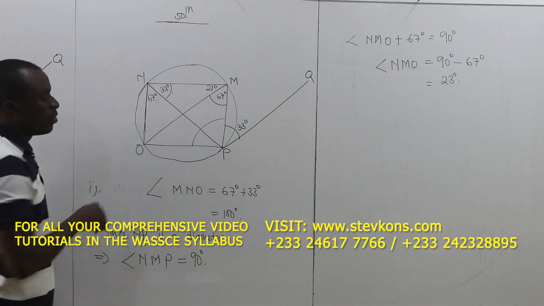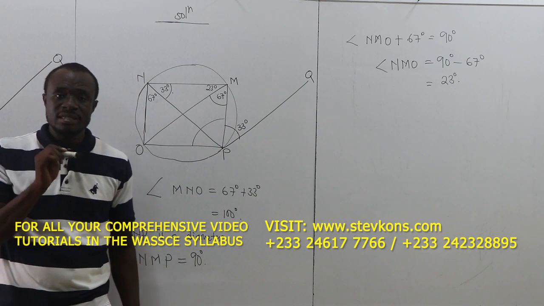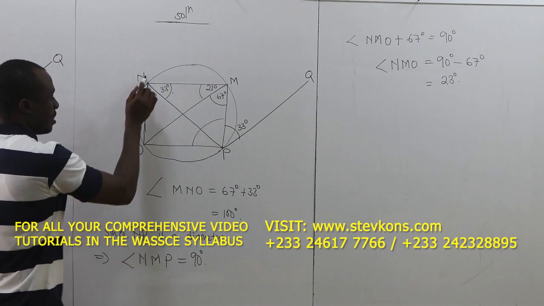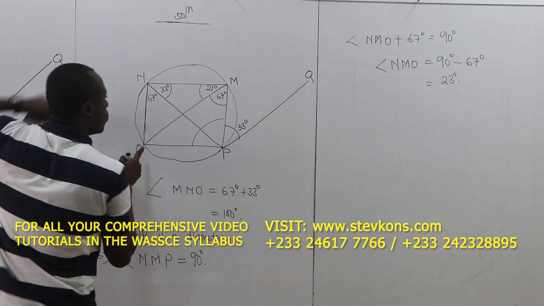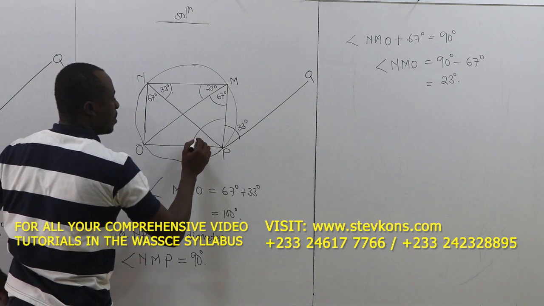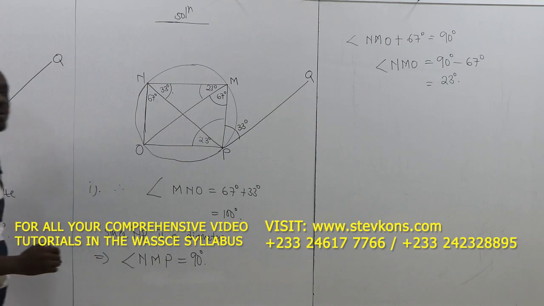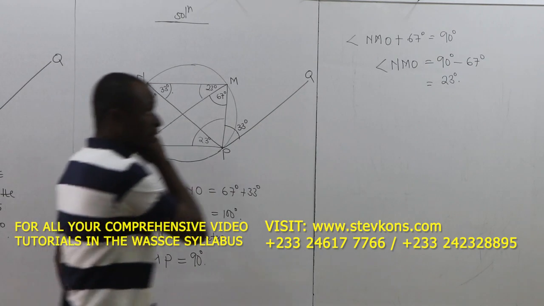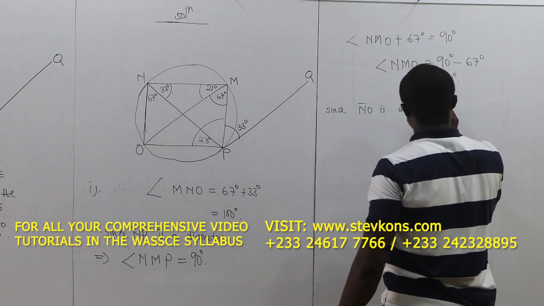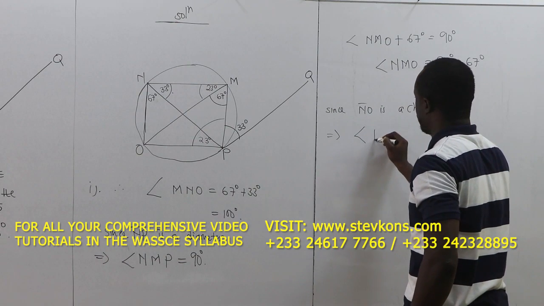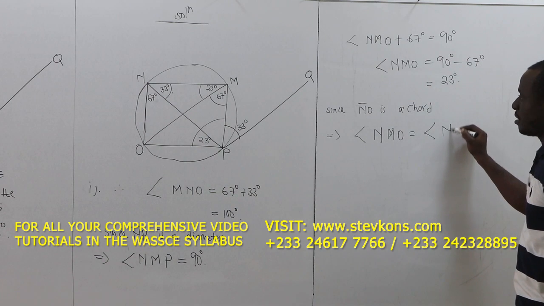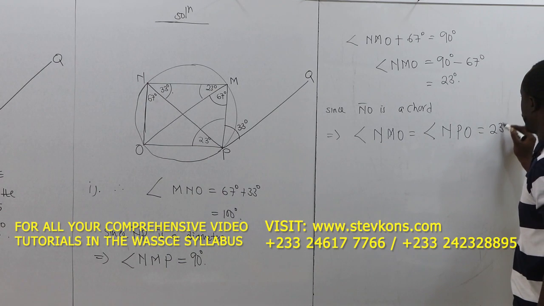Now NO is a chord. The angles a chord makes at the circumference in the same segment are equal. So if this is 23, can you see NO is a chord? This NO is making an angle at M. The same NO is making an angle at P. So if this is 23, the angle here is also 23 degrees. So clearly, since NO is a chord, this implies that angle NMO is the same as angle NPO, and this is just 23 degrees.